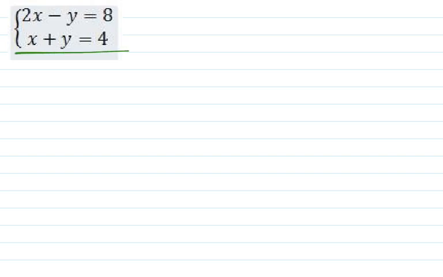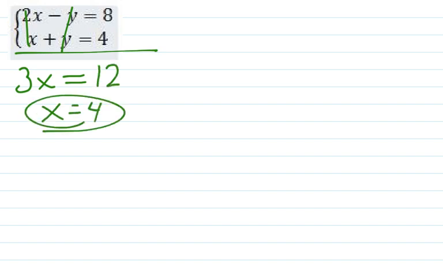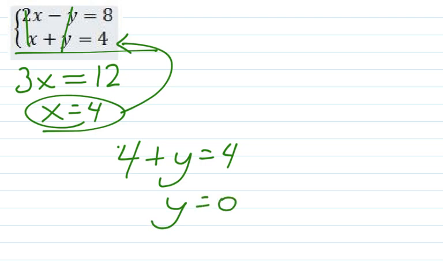To do that, we are going to add these two equations together. So 2x and x is 3x. Negative y plus y is gone, eliminated. 8 plus 4 is 12, and so x is equal to 4. I'm going to take that, we'll find y. So 4 plus y is equal to 4, and so y would have to be 0. That means my solution is 4, 0.